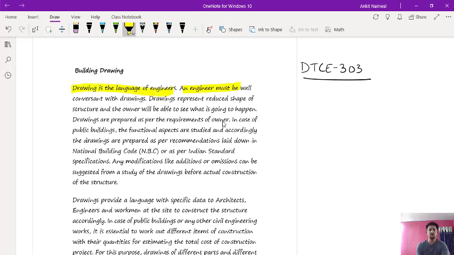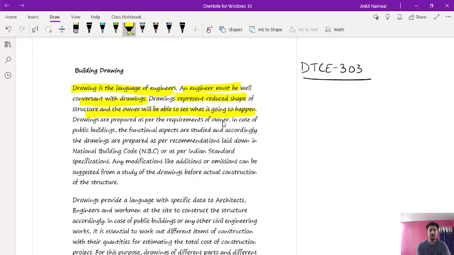An engineer must be well conversant with the drawing. Anybody who is an engineer must be able to read any drawing or make any drawing. Drawing represents a reduced shape of the structure and the owner will be able to see what is going to happen. By the help of drawing, you are able to make the owner understand what type of structure you want to make and what the requirements of the owner are.